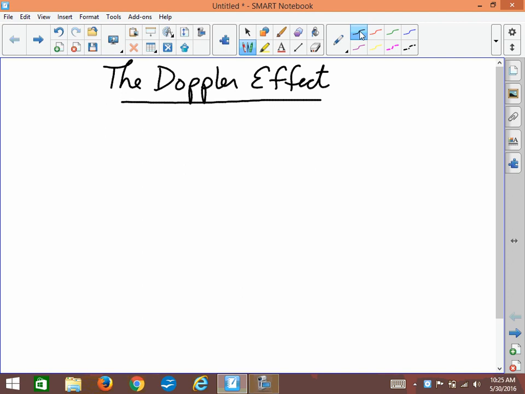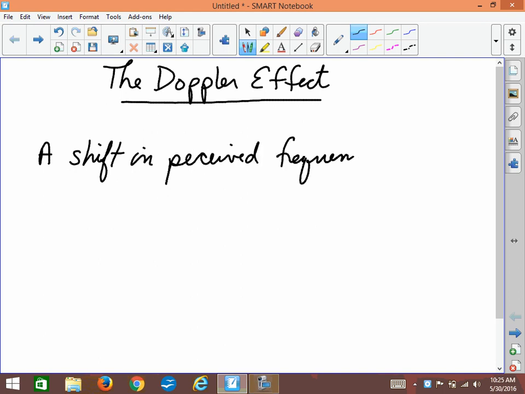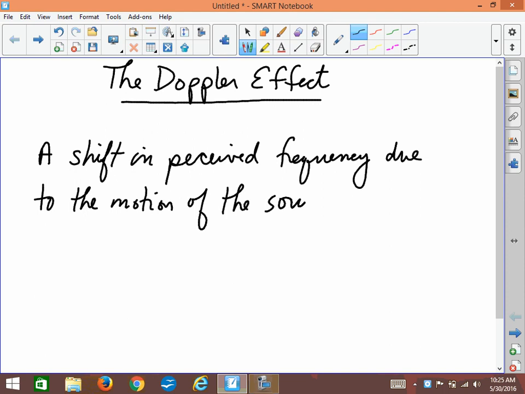Well, very simply put, it's a shift in perceived frequency due to the motion of the sound source, the thing that's making the noise. If it's moving while it's making the noise, it actually changes the way you hear it.